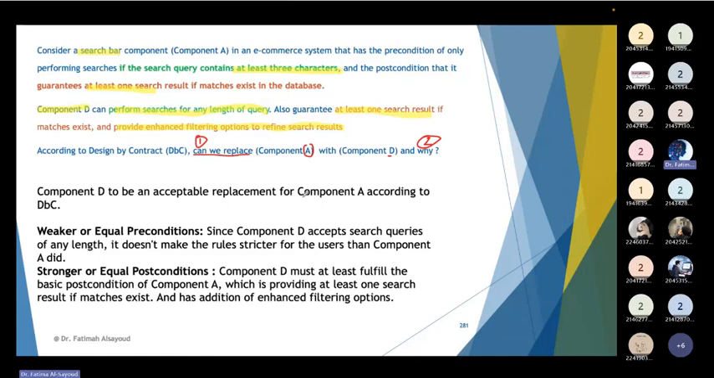So we can weaken the assumption. Which assumption do I have? The assumption I mentioned, at least 3 characters. This is what's in black, the general answer. If you answer with a general answer, you're not answering the question, you're answering a general question. How do I customize it based on my question? Since the new component accepts a search query of any length, this weakens the rule that was only 3. It strengthens the postcondition: you said you'd show at least 1, and here it says at least 1, and it also adds features, which is accepted for me. Okay?